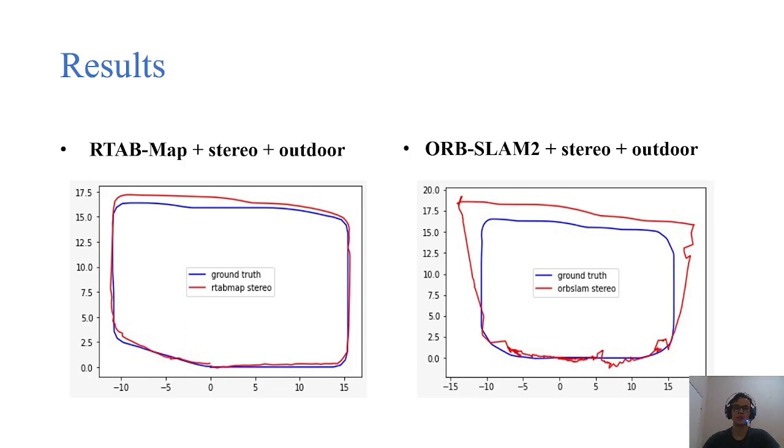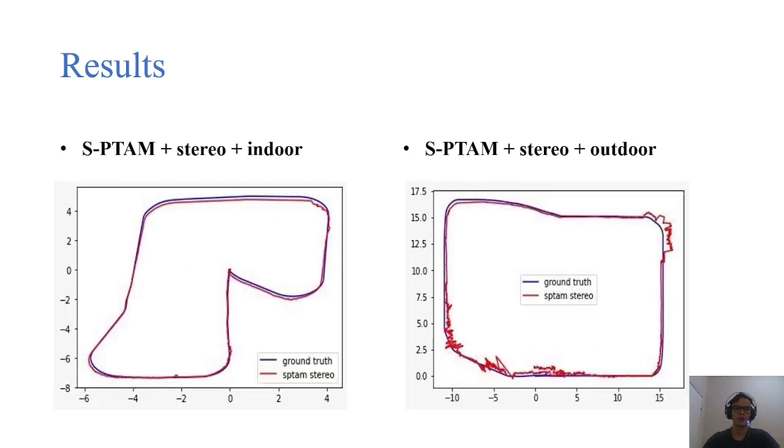And over here we have RTAB-Map stereo outdoor and ORB-SLAM2 stereo outdoor respectively as well. And the RTAB-Map stereo outdoor got a great estimated trajectory, as you can see here. And over here we can see the SPTAM stereo indoor and SPTAM stereo outdoor.